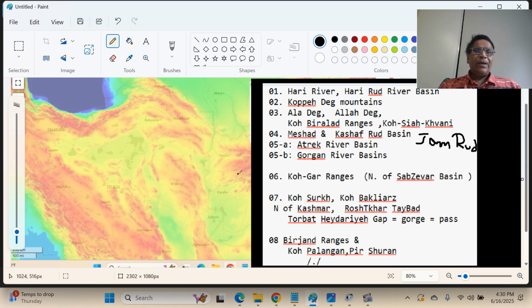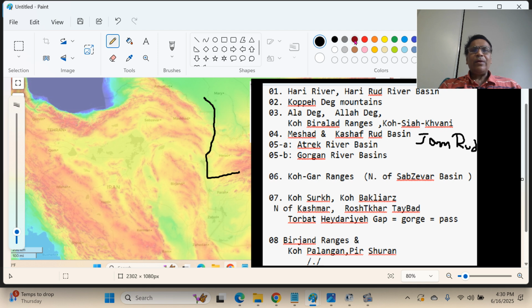The Harirud river comes from the Safedko Mountains, forms the border between Iran and Afghanistan, then Iran and Turkmenistan. It joins the Never Tezen here, somewhere here, an internal endorheic basin. That is the Harirud River coming from the Hindu Kush mountain ranges.